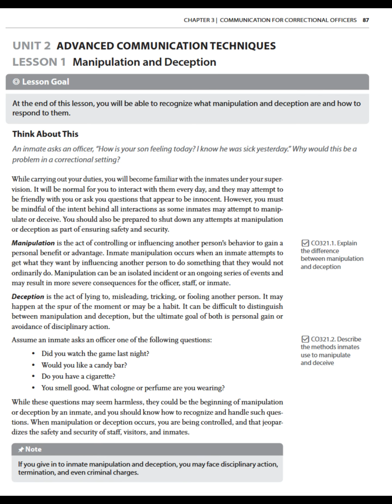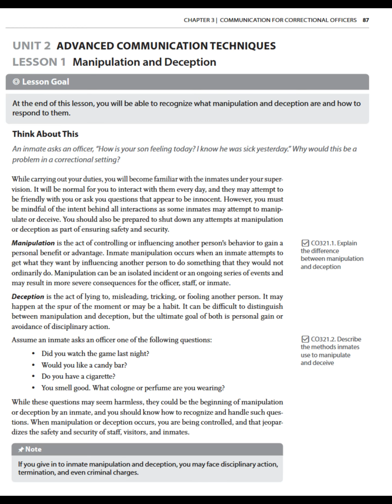Manipulation is the act of controlling or influencing another person's behavior to gain a personal benefit or advantage. Inmate manipulation occurs when an inmate attempts to get what they want by influencing another person to do something that they would not ordinarily do. Manipulation can be an isolated incident or an ongoing series of events and may result in more severe consequences for the officer, staff, or inmate.